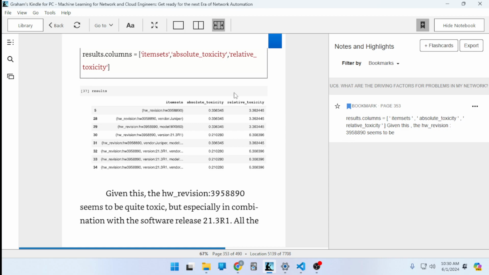All right, so given this, the hardware revision ending in 890 pops up quite a bit during our filters where we have high toxicity. It seems to be quite toxic, but especially in combination with the software release 21.3R1. And another thing you can do is remove factors. Let's say you only have this hardware revision in your network, then you can remove it as a factor.